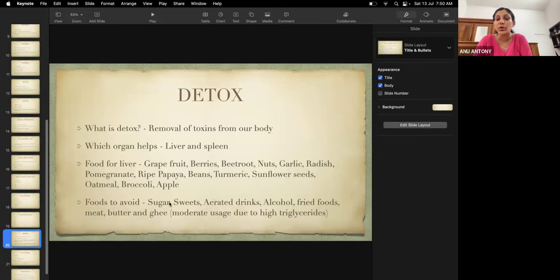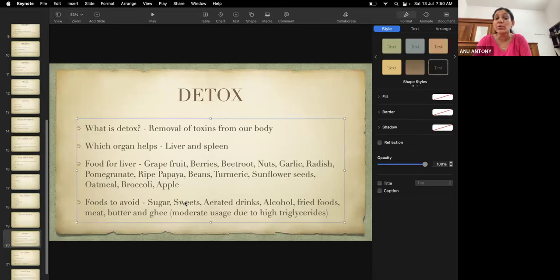Foods to avoid: more of sugar, sweets. Sweets here means whatever sweets we get with more ghee and added flour, added maida or rice flour or anything. Then aerated drinks, alcohol, more of deep fried foods, meat. Butter and ghee, moderate use you can go because it contains high triglycerides. That's why I mentioned 1 to 2 teaspoons or half to 1 teaspoon should be the consumption of whole oils in your diet, not more than that. And butter, again, don't go for salty butter. The normal butter will be doing good.